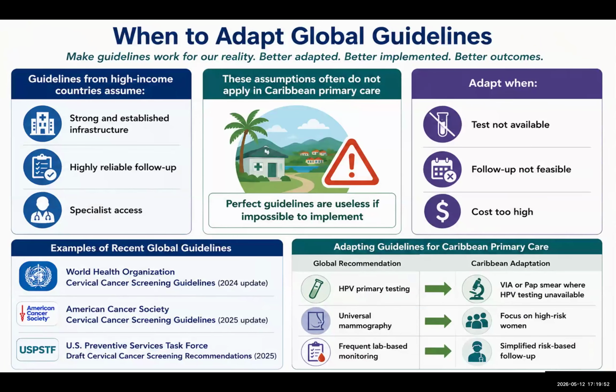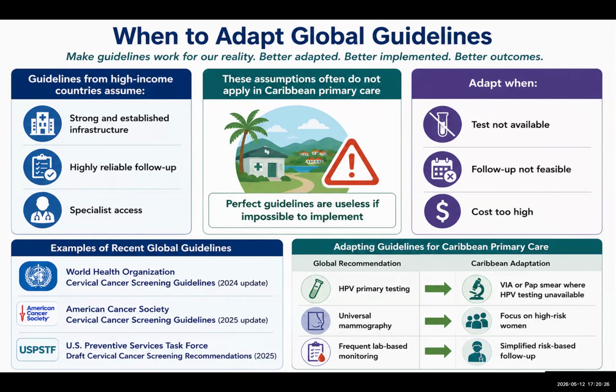So when do we adapt global guidelines? As the previous group had discussed, as we also try to discuss, most global guidelines will come from high-income countries, and they will assume that the system is strong and there's an established infrastructure. And through that, we can ensure reliable follow-up, as well as specialist access immediately or almost immediately. But that is not true for the Caribbean, much less for Trinidad and Tobago.